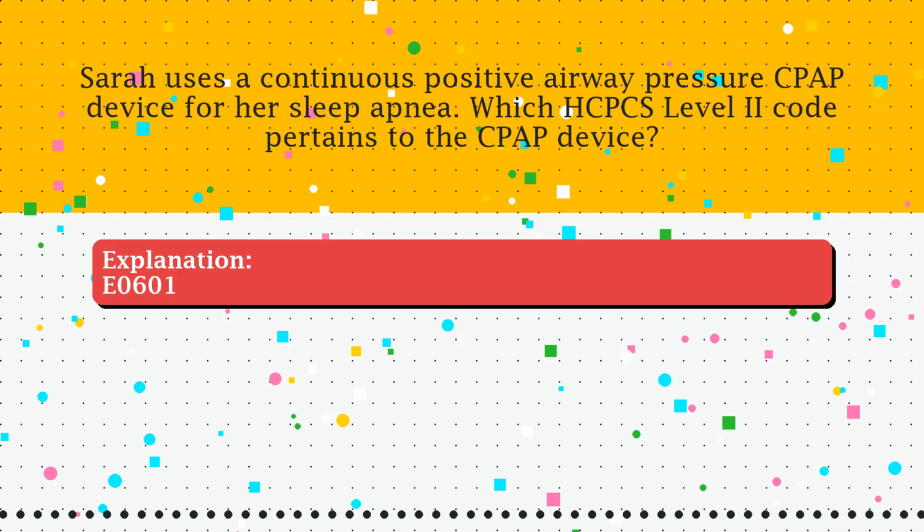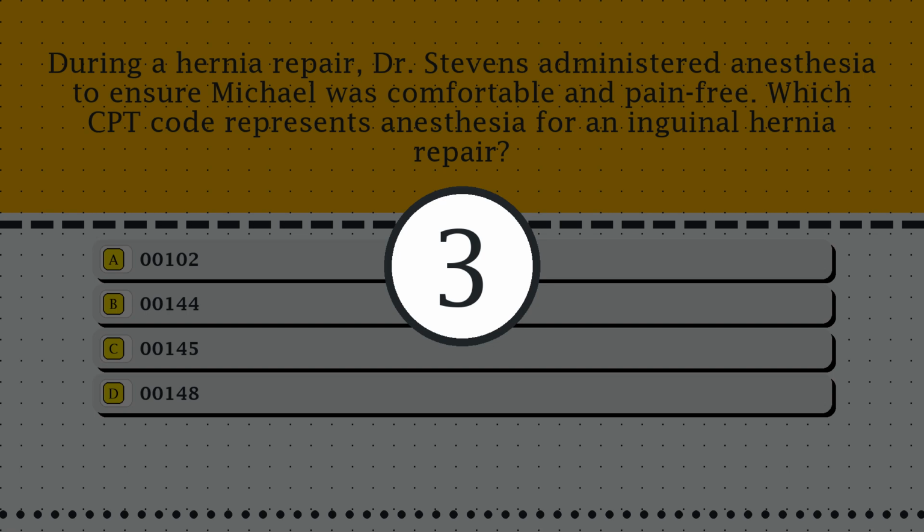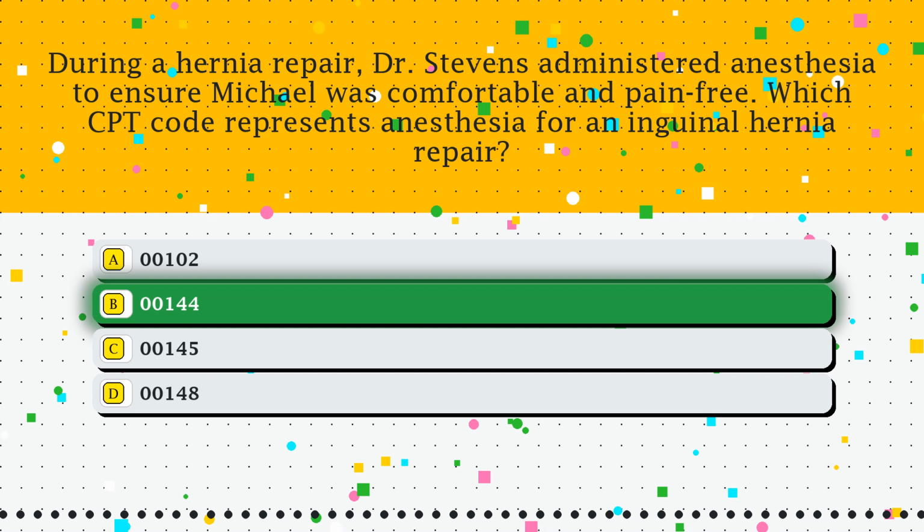Question 231. During a hernia repair, Dr. Stevens administered anesthesia to ensure Michael was comfortable and pain-free. Which CPT code represents anesthesia for an inguinal hernia repair? Option A, 00102. Option B, 00144. Option C, 00145. Option D, 00148. The correct answer is option B, 00144.